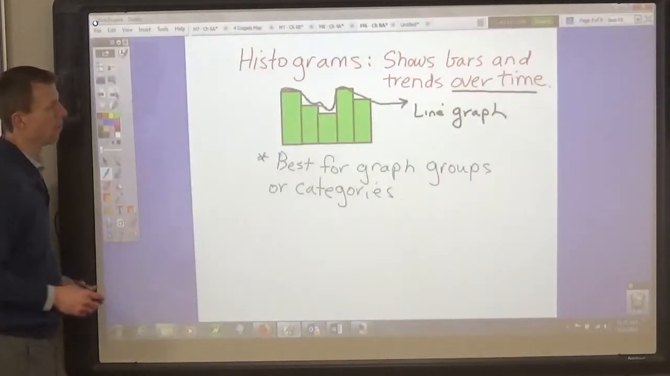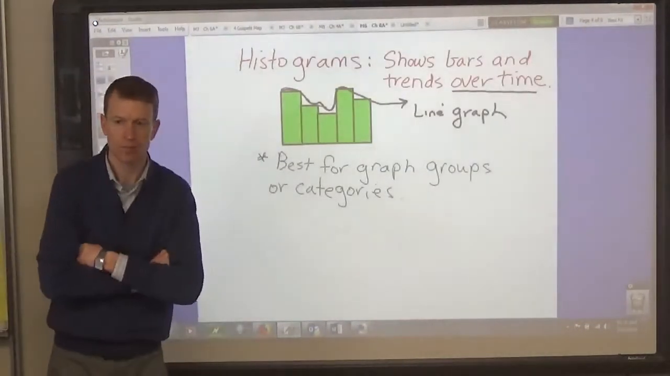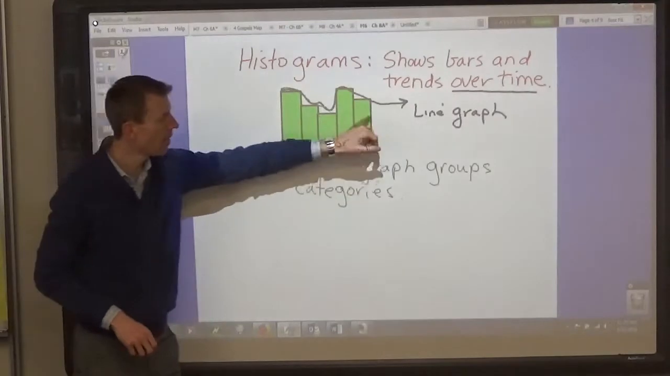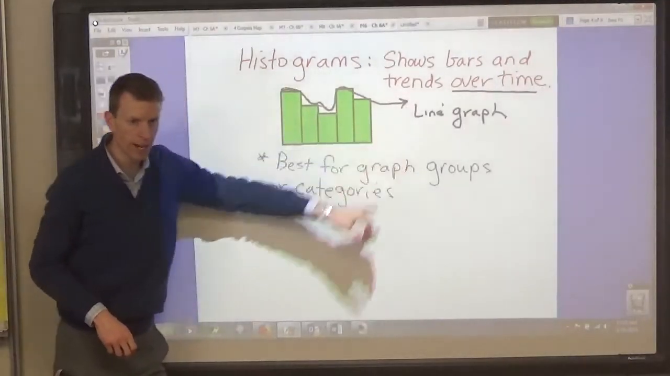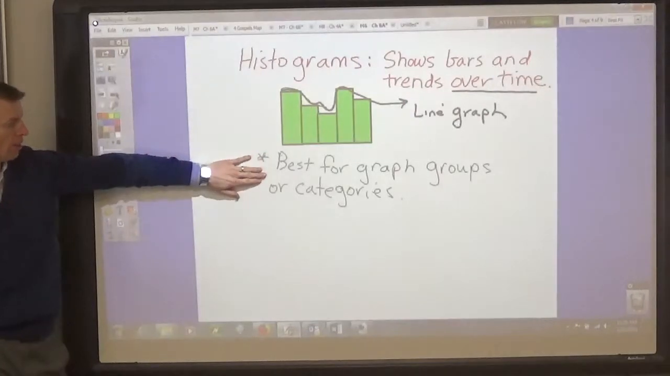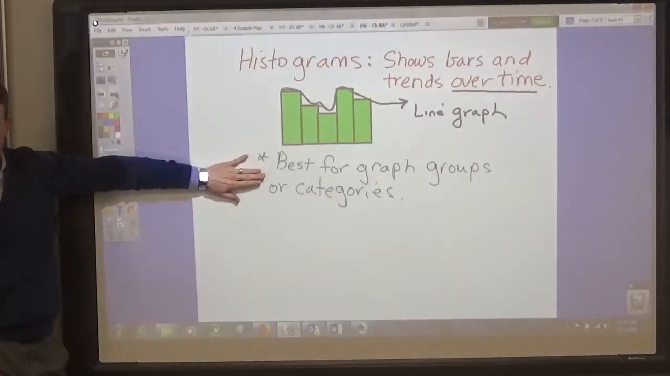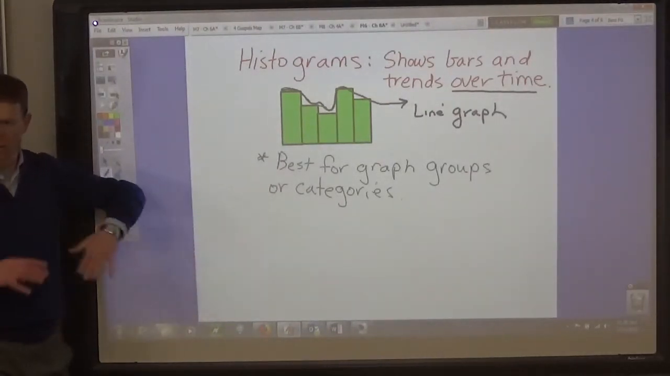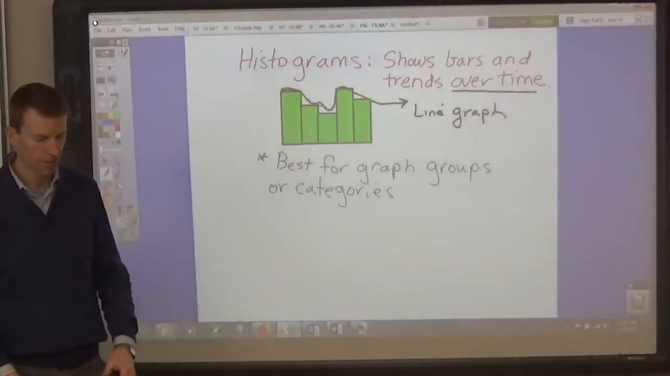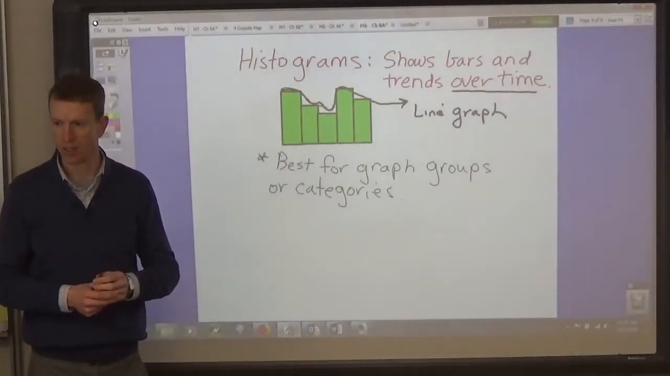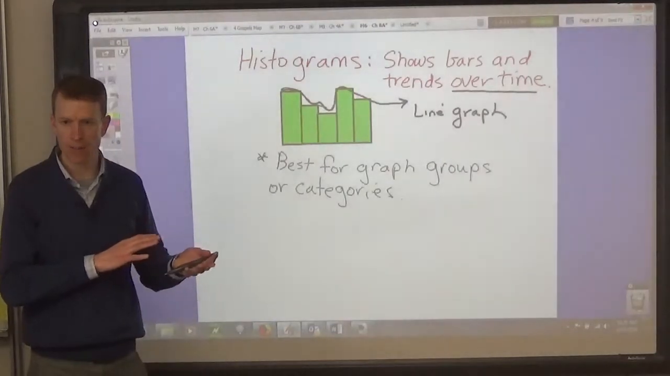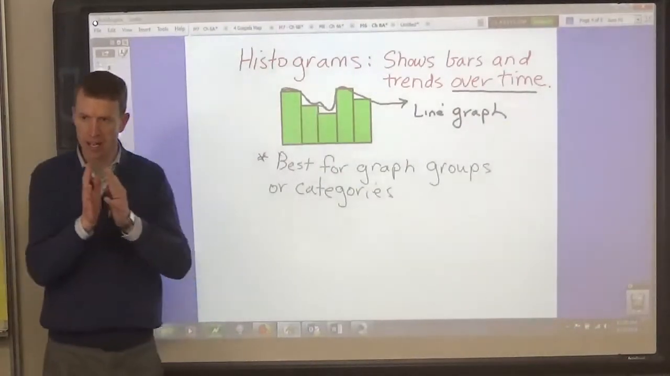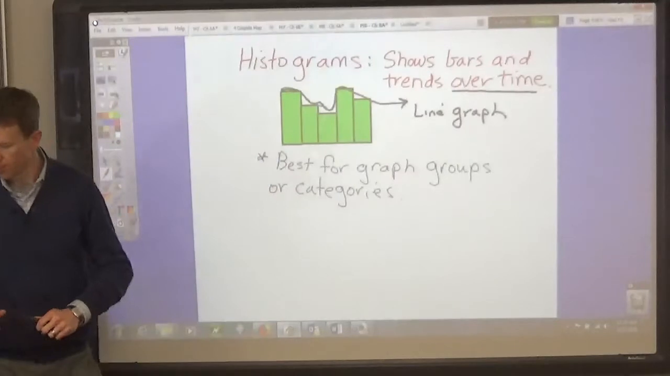What about histograms? Good. Shows bars and trends over time so that you can see kind of what happens over time. And they're best for, Jack? Yep, for graphing groups or categories. Age groups, for example. Or we just looked at a graph that compared travel times, which would be a category or an interval of travel times. Okay?